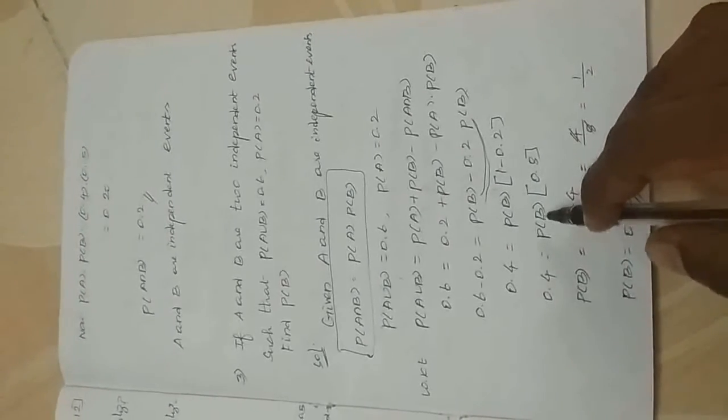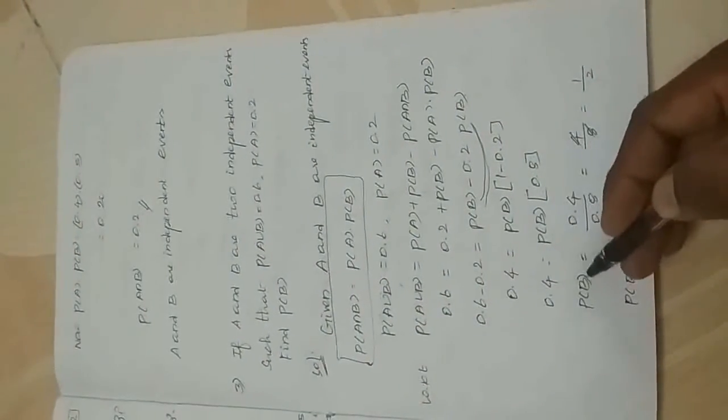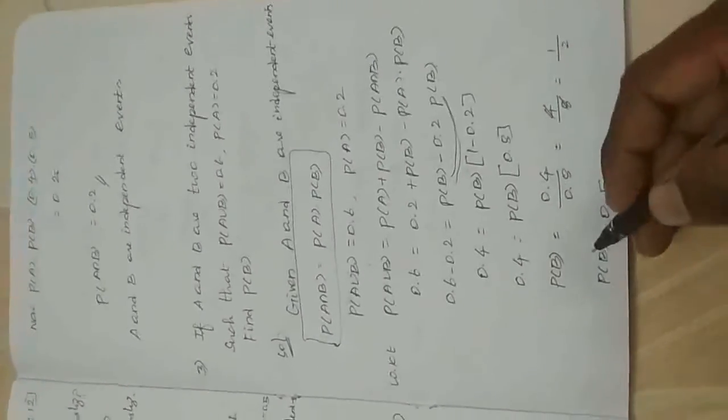Now we want P of B value. Find P of B means we want P of B value. So P of B equal to 0.4 divided by 0.8. So 0.4 by 0.8 equal to 4 by 8. So 4 by 8 how to write? 1 by 2. So P of B equal to 0.5.